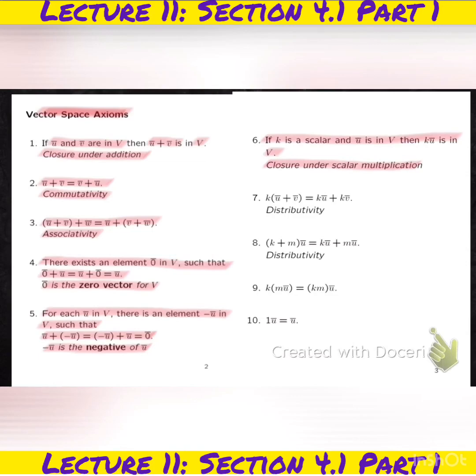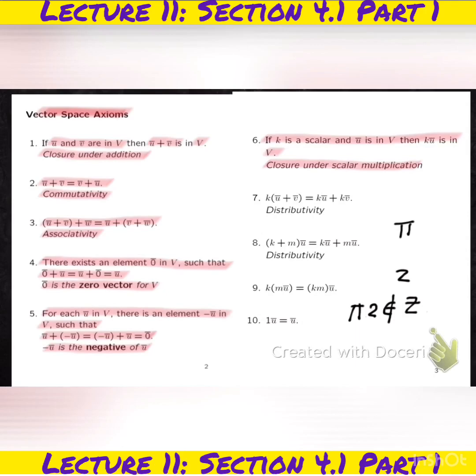Okay, so as an example, if you look at the set of integers and you look at scalar multiplication, is the set of integers closed under scalar multiplication? Well, if you take the integer 2 and the real number pi, and you multiply pi with 2, is 2 pi an integer or not? That is not an integer. So the set of integers is not closed under scalar multiplication.